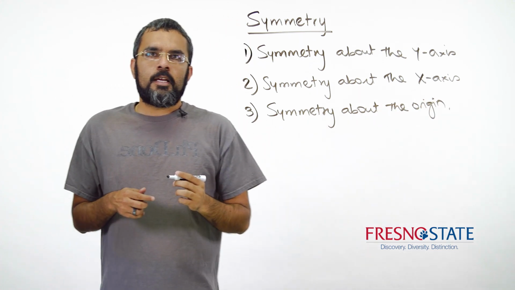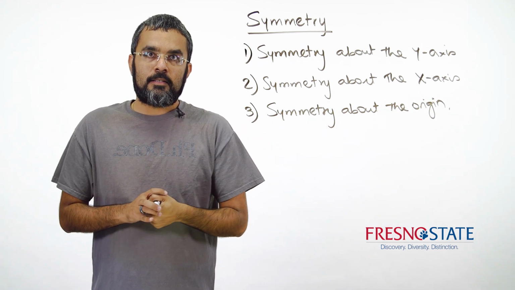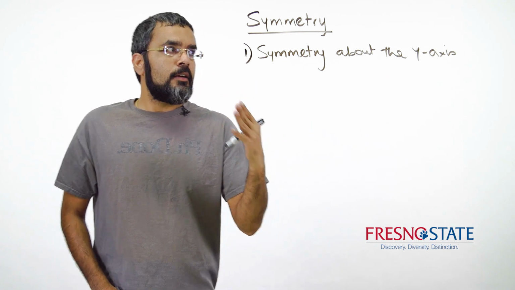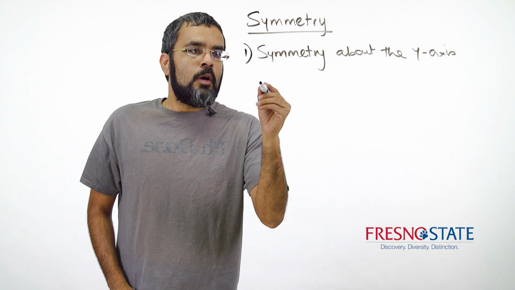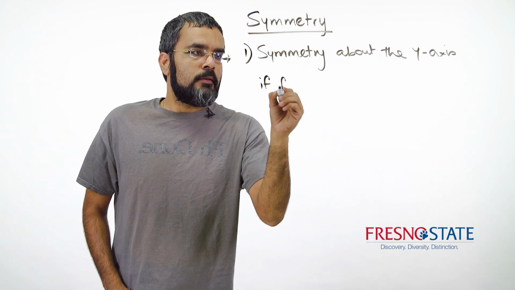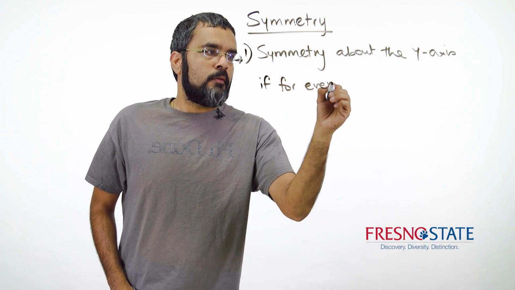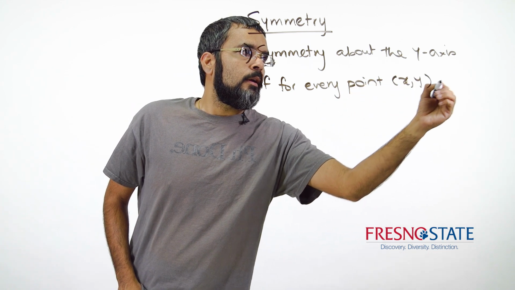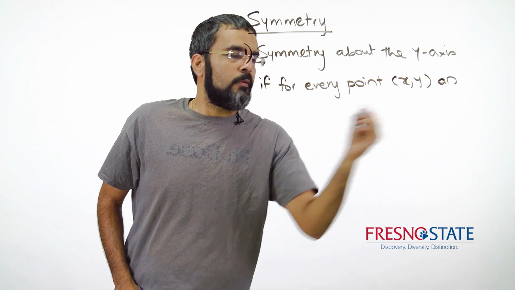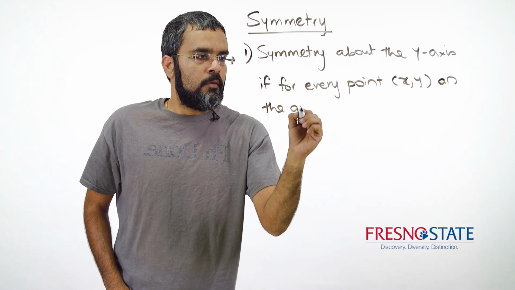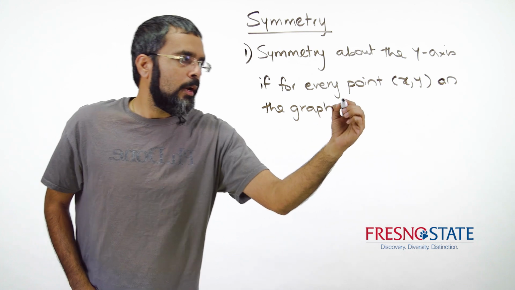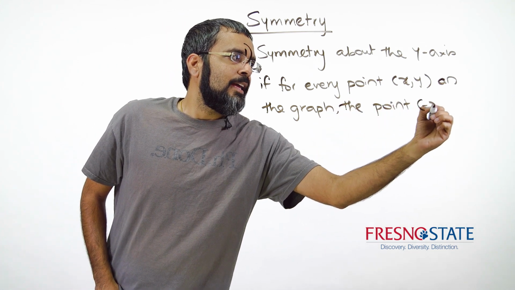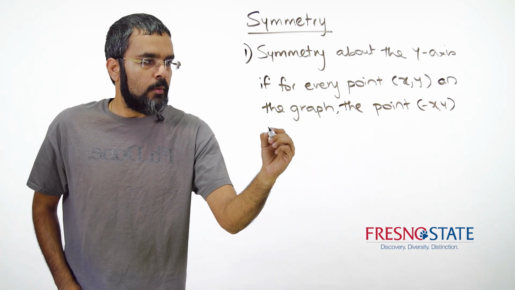Okay. So first, we're going to take a look at symmetry about the y-axis. So when do we say that a function is symmetric about the y-axis? We say that a graph is symmetric about the y-axis if for every point (x, y) on the graph, the point (-x, y) is also on the graph.